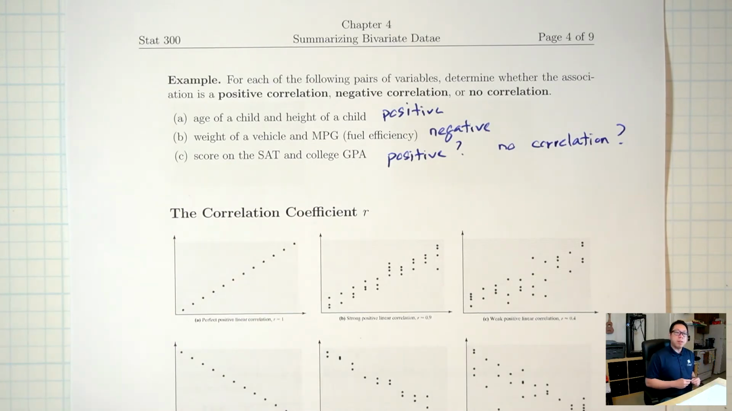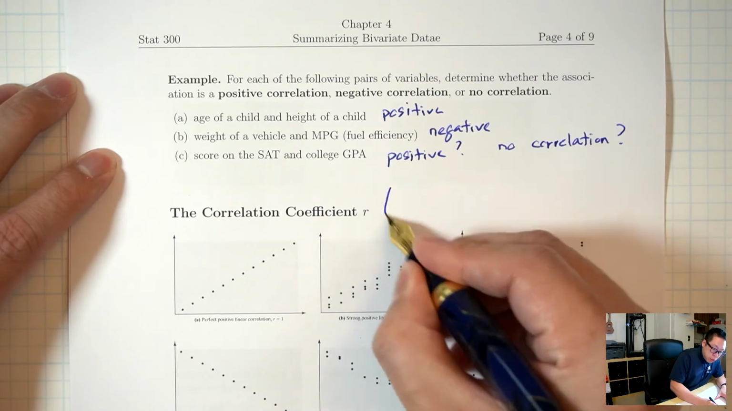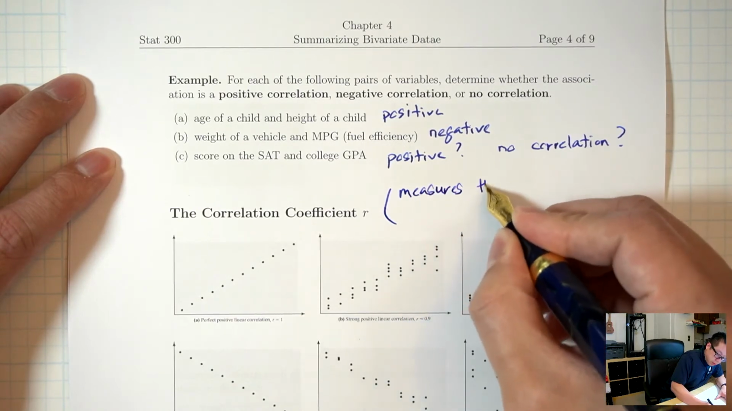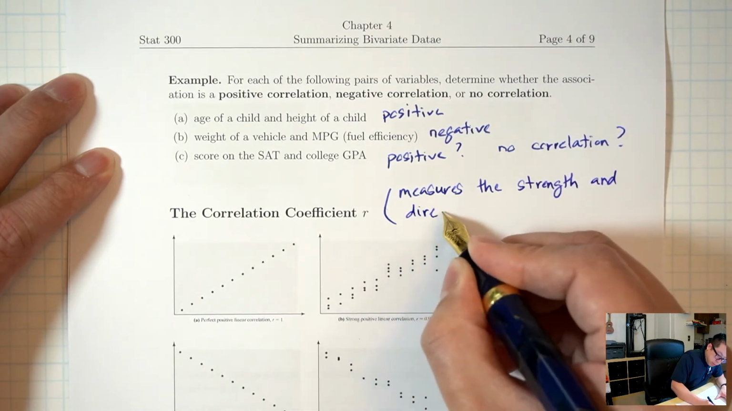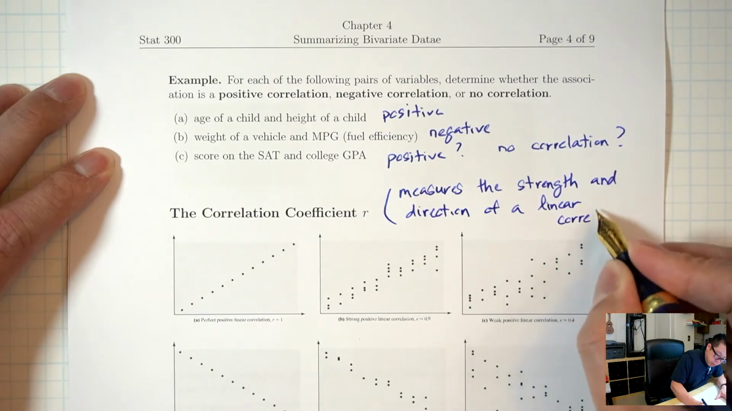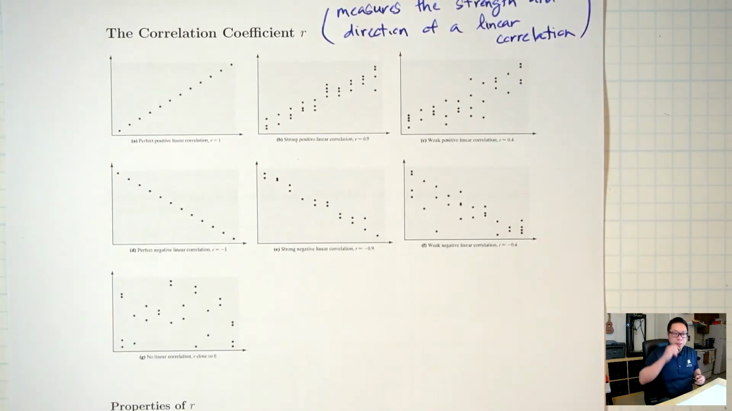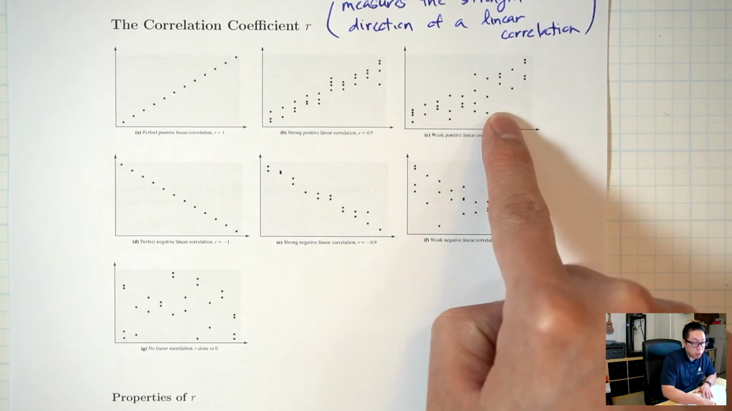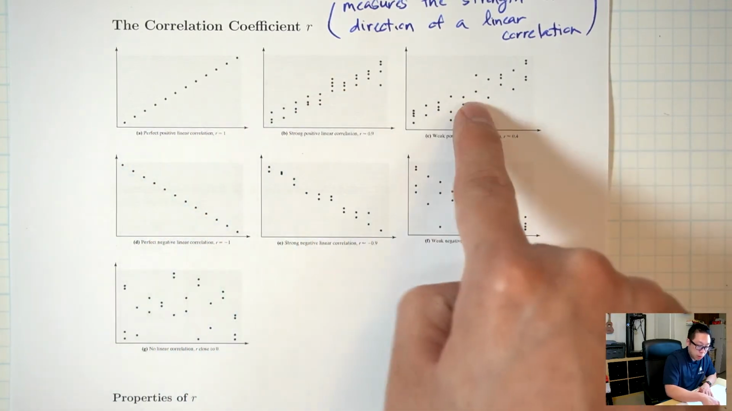Okay, next thing I want to talk about is the correlation coefficient. So the symbol is R, and this is a number that's going to measure the strength and direction of a linear correlation. And what I want to do here is just let's stare at these pictures for a little bit. Notice these three pictures up here. Are these positive or negative correlations? The picture's going upward, right? These are all positive correlations.